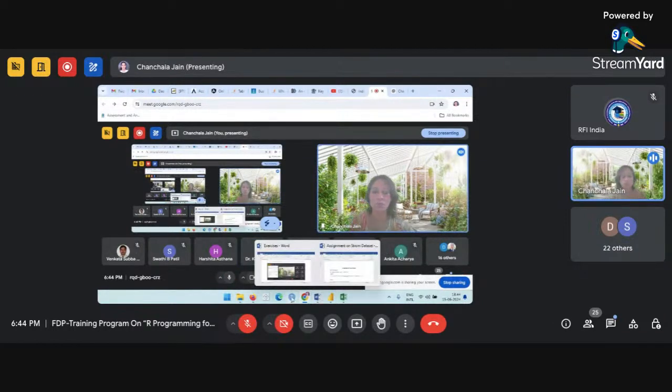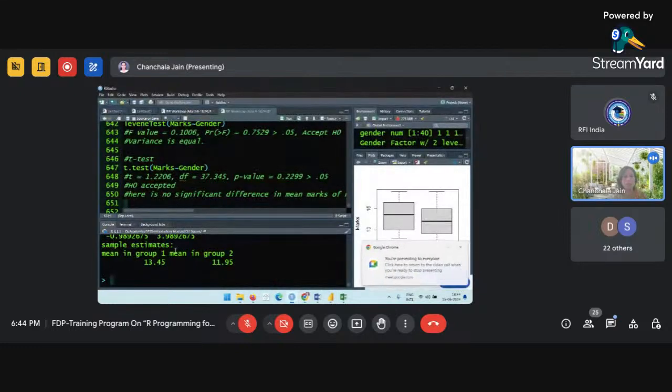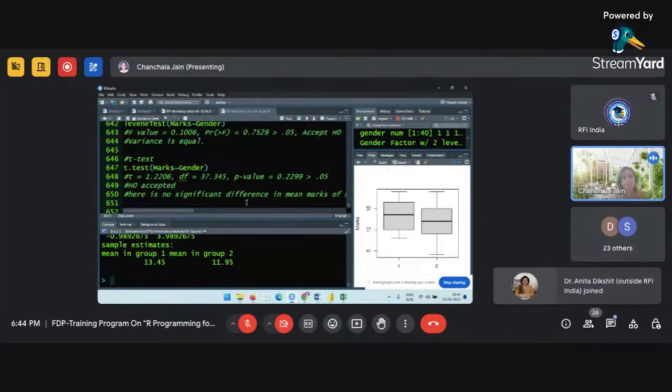So I hope you have seen what I performed here. You can see these are the differences in the mean. So these differences is not significant. That is why we can conclude that there is no significant difference in the mean marks because the p-value is greater than 0.05. So this way you can perform independent samples t-test.